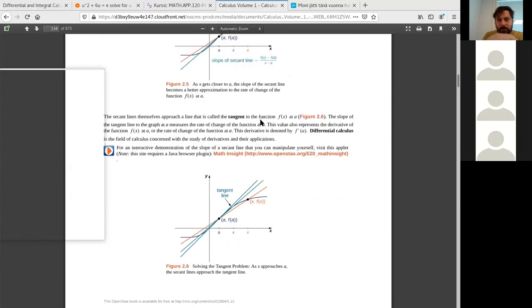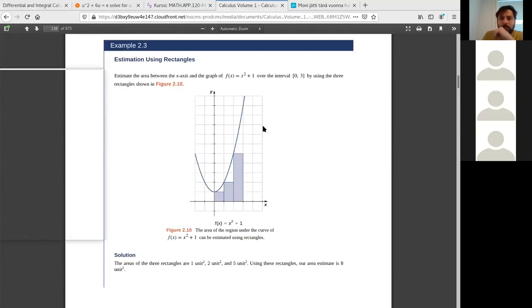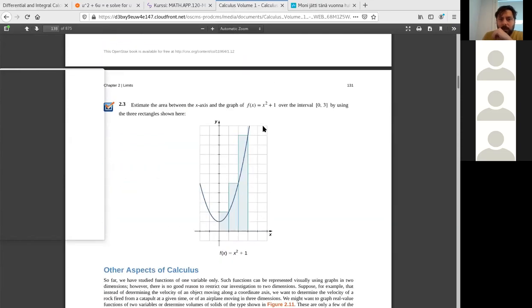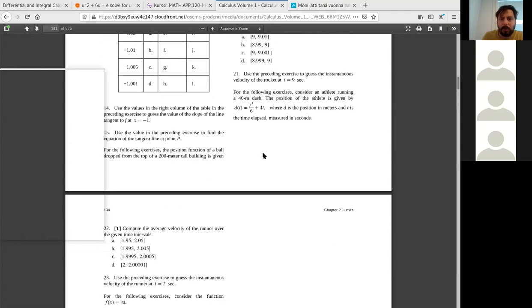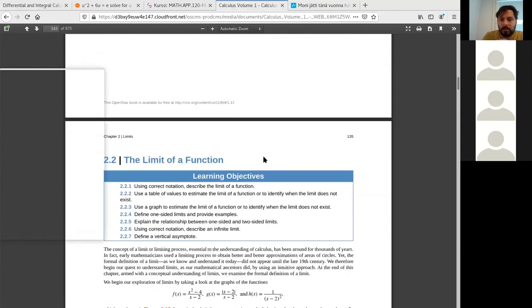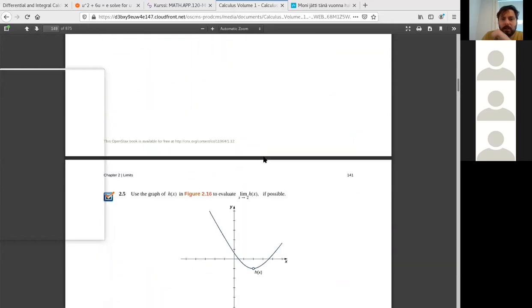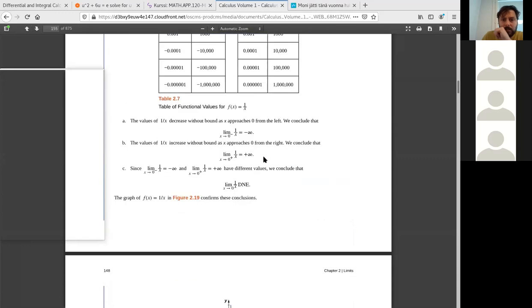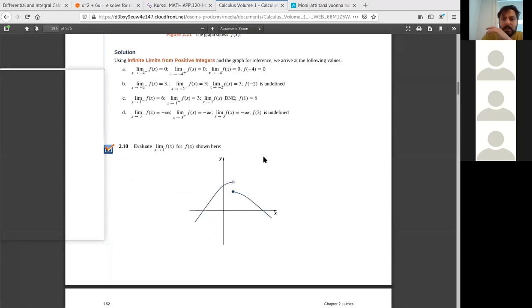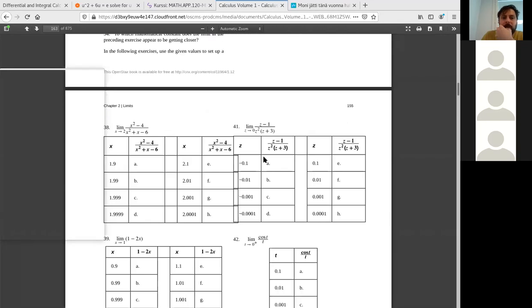I'm not going to talk about the secant line anymore. I'm going to just move along to the actual concept of derivatives and so forth. We're going to move to integrals shortly. So skip the limit idea, because we talked about the limit. We know how to calculate limits.